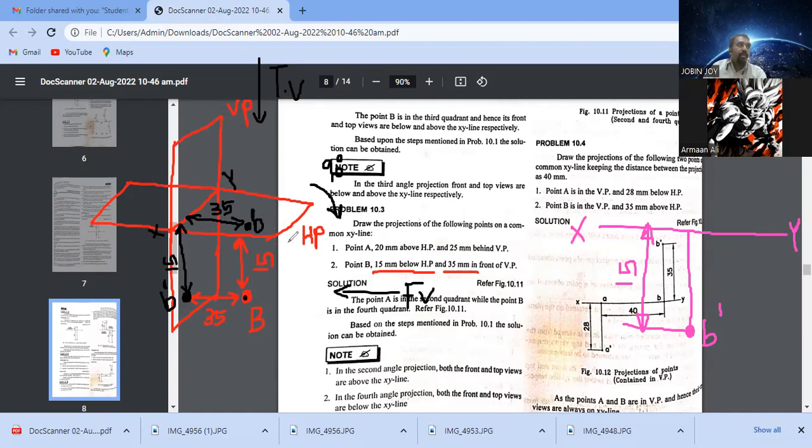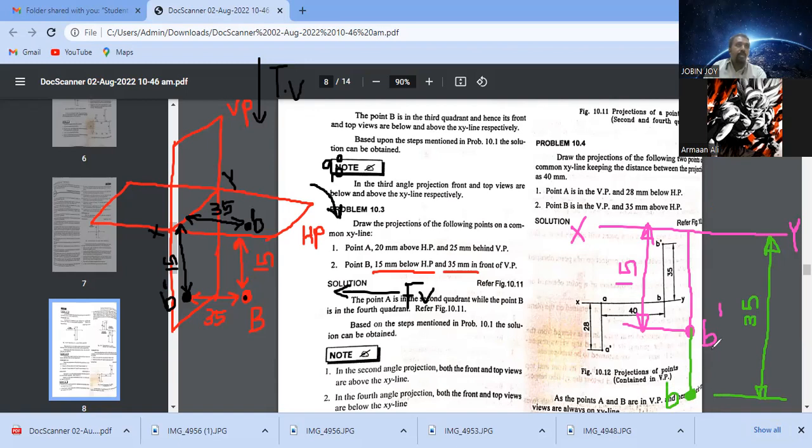The top view will be below the XY line, 35 millimeter below it. So you have to extend this line such that this distance is 35 millimeter, and mark point B here. B dash is the front view and B is the top view.